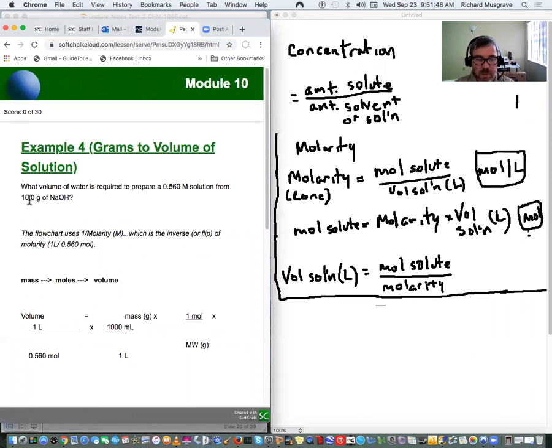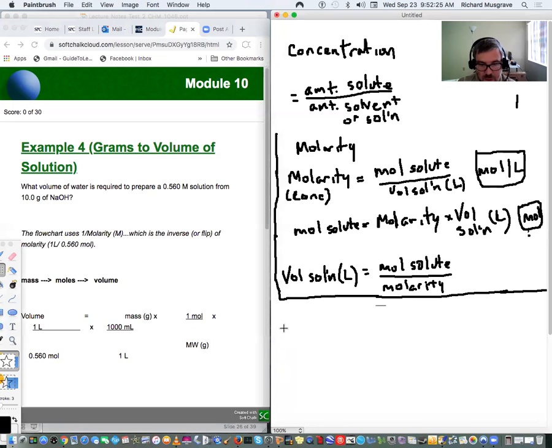So now in this case, we're looking for volume of water. And we're given a molarity and we're given a mass here. Now, looking at the formulas up here for volume, the volume of solution is going to be moles of solute divided by molarity. Now we have grams, so grams needs to be converted to moles, and then I'm going to divide by molarity. So let's see how that works.